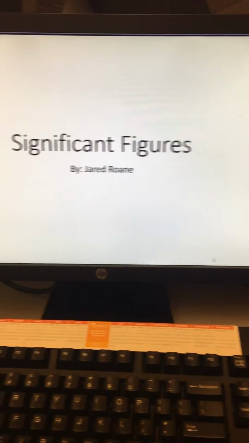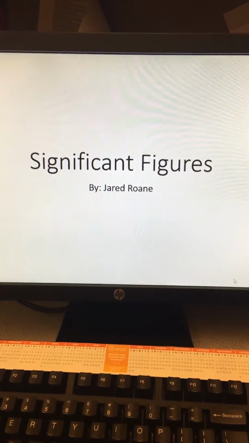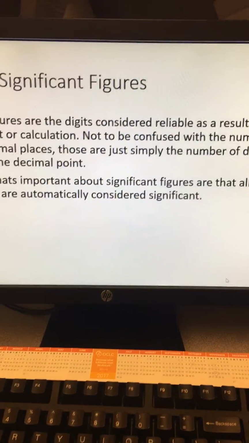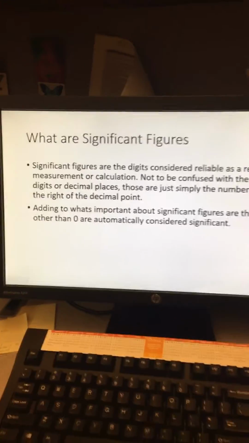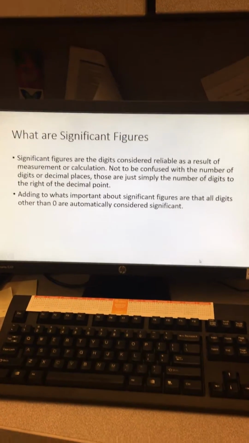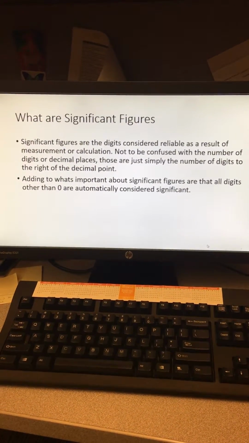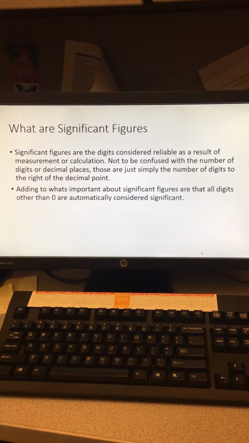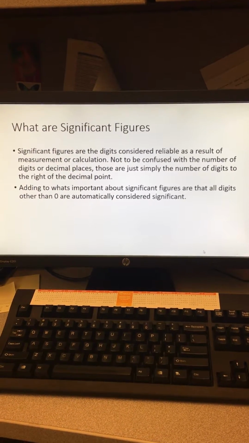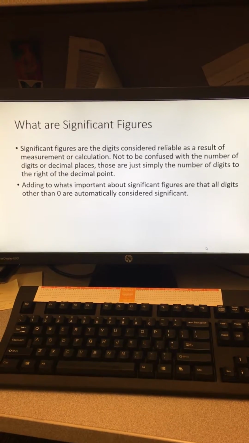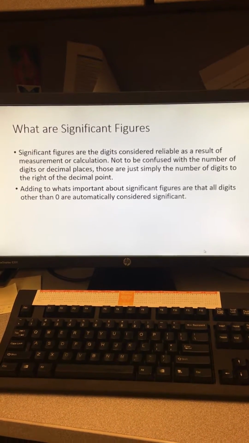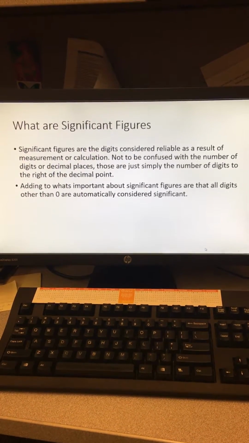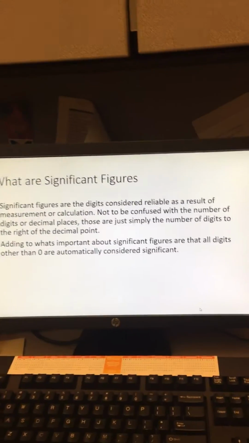What are significant figures, why we use them, and why they're so important. So what are significant figures? Significant figures are the digits considered reliable as a result of measurement or calculation, not to be confused with the number of digits or decimal places. Those are just simply the number of digits to the right of a decimal point. Adding to what's important about significant figures, all digits other than 0 are automatically considered significant.